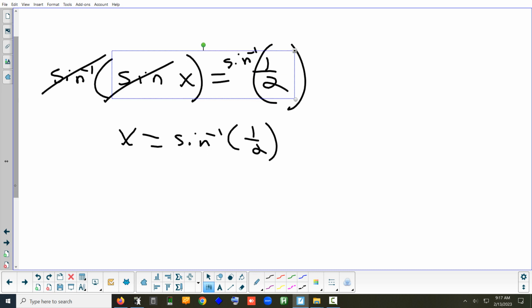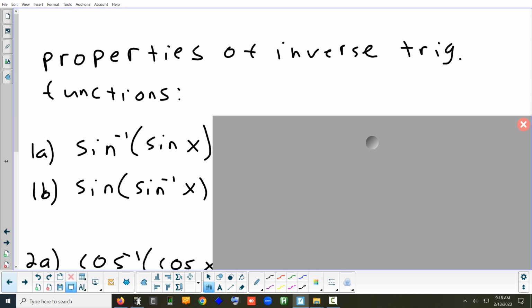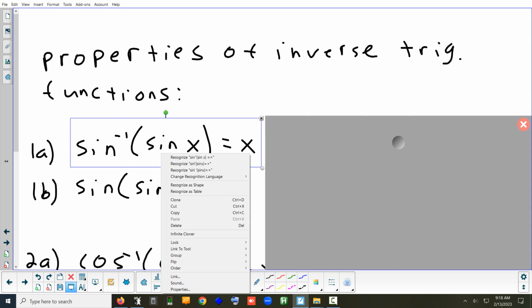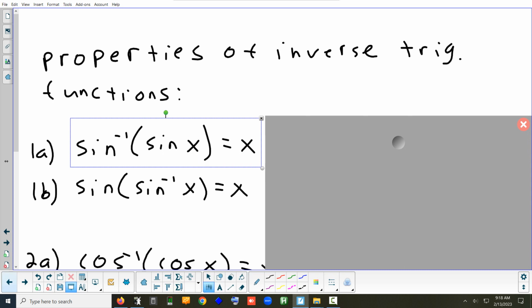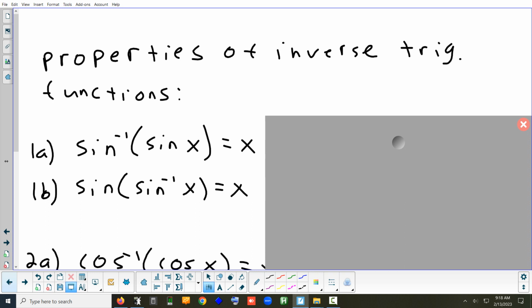Now, it works both ways. You can have the inverse on the outside and the regular on the inside, and they cancel. Or sometimes they might be switched, depending on the question they give you. So the idea in formulas 1a and 1b is that if you take the inverse sine of the sine, or you switch that and take the sine of the inverse sine, the answer that you get is exactly what you started with. So let's try it on the calculator.